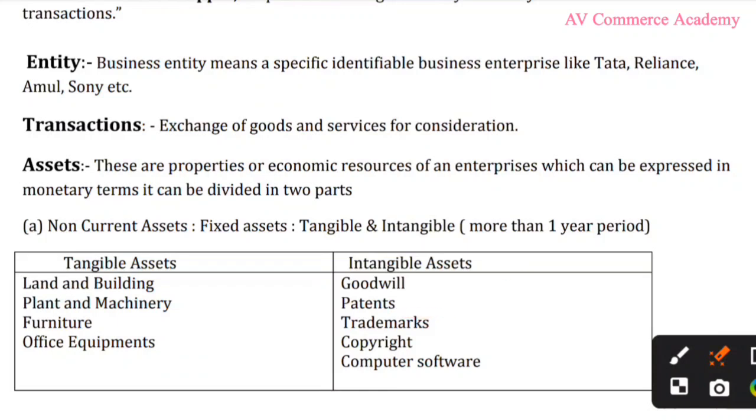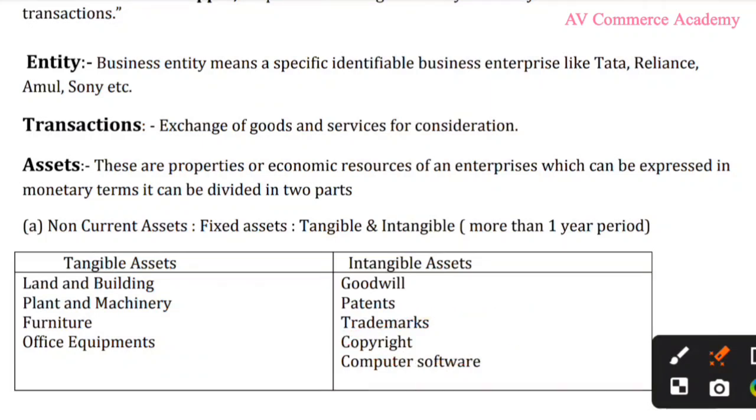Next one is a patent. A patent is an exclusive right for whatever you have invented for the first time, registered in your name. And next one is a trademark. A trademark is nothing but a company's name or logo.